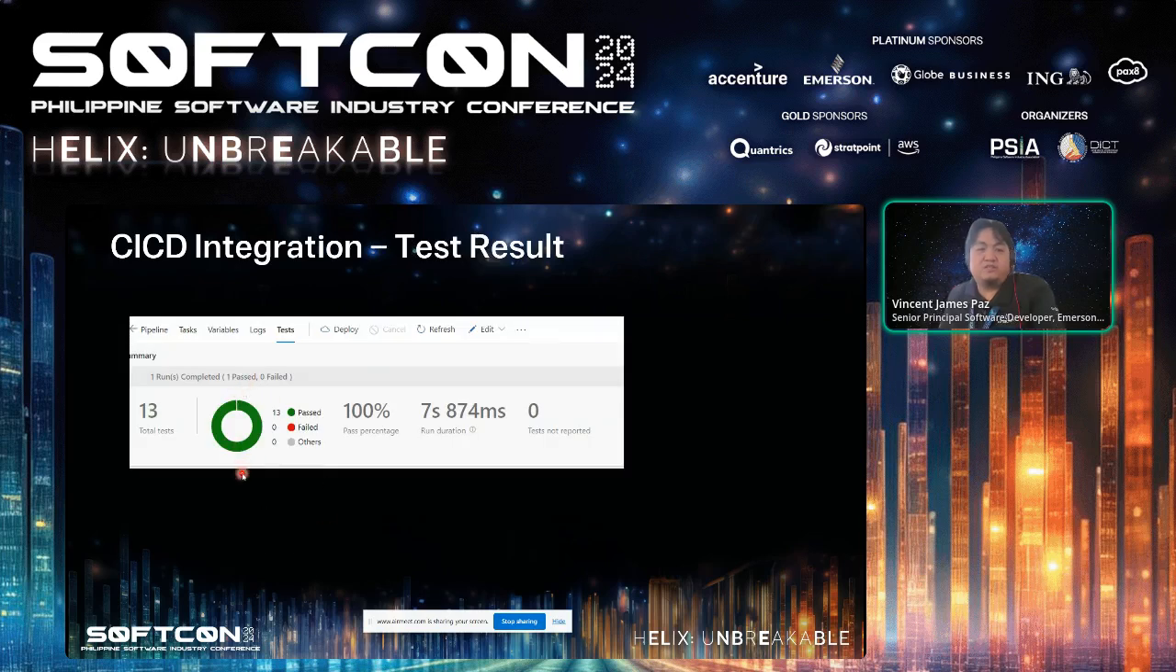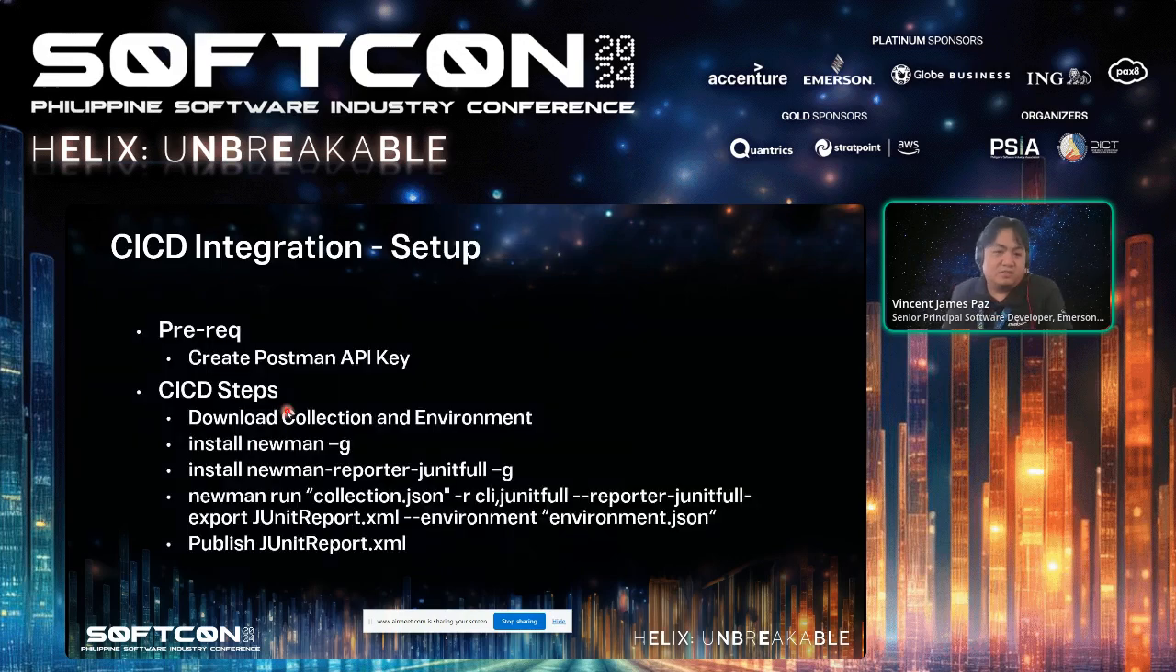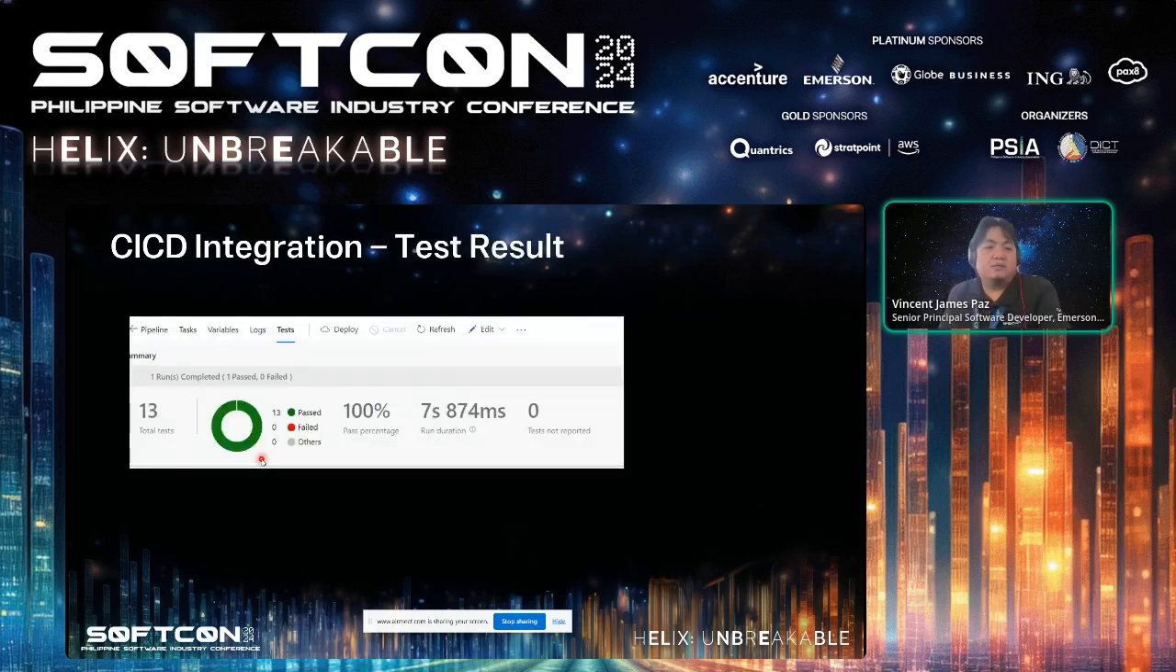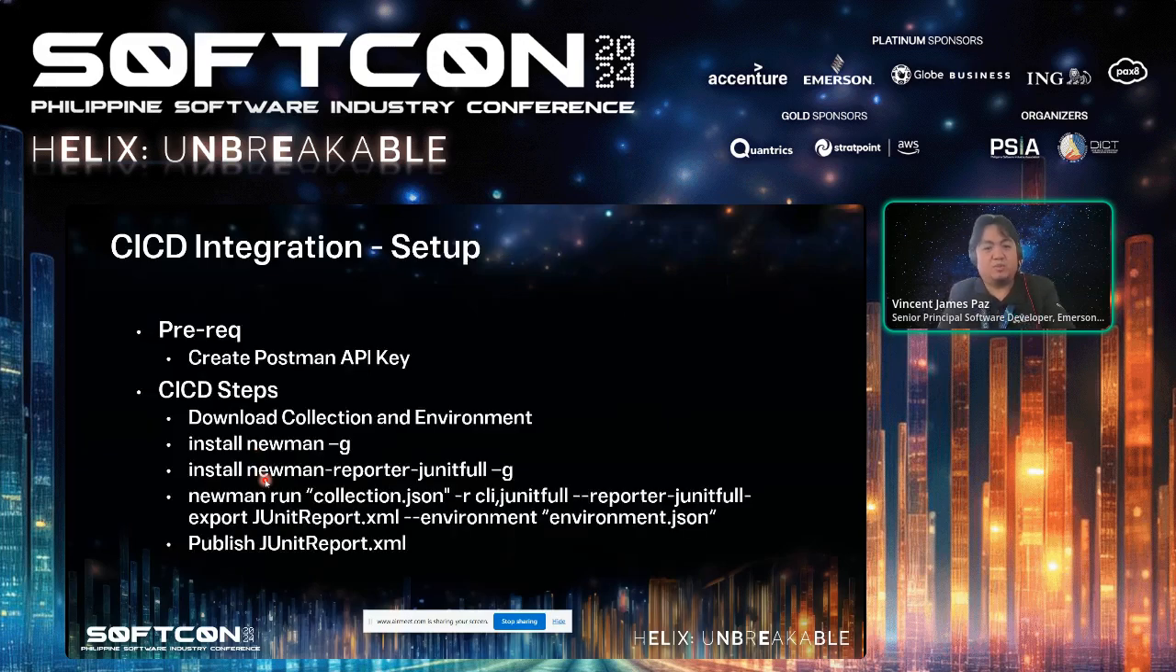So it's fully integrated with Azure DevOps CI/CD. This Newman reporter JUnit full generates a JUnit report XML file. So it's a standard reporting for test results. So that's how you can integrate Postman testing with CI/CD with the help of Newman.